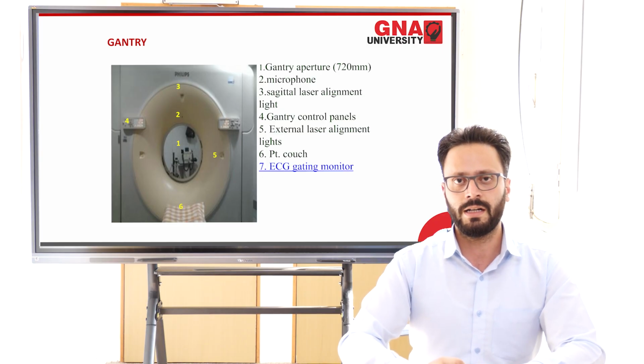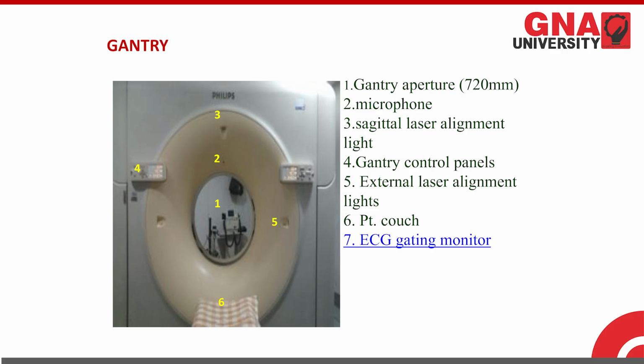Gantry has some other attachments also. First is known as gantry aperture, that in terms of millimeters we can write as 720 millimeters. On the point second, right here is the microphone. The microphone is there for a direct communication between the patient and the operator when the exposure is turned on. Third is known as sagittal laser alignment. So this particular portion is used for the patient positioning and the alignment of the patient.